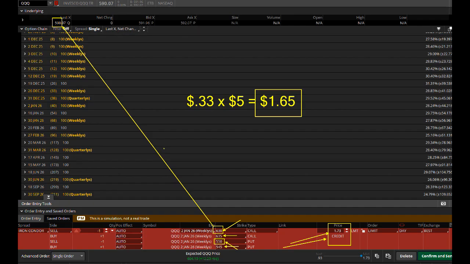So, assuming everything stays the same, tomorrow when the market opens, we're going to go $40 up, $40 down, then buy the call and put $5 away to make it a $5 wide iron condor, and as long as we collect at least $1.65 or more, that is our trade in QQQ because it is the most volatile index right now.